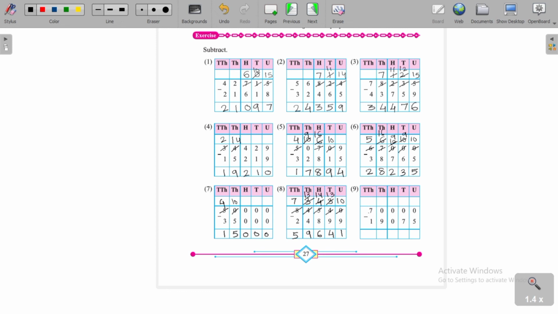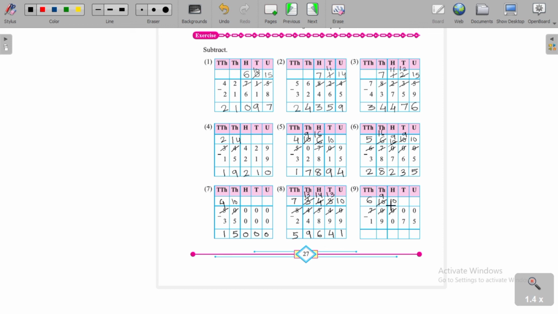Okay, now 7 ten-thousands. So when you borrow 1 ten-thousand to thousands place, 6 ten-thousands remain here. We have borrowed 10,000 here. Those 10,000 and these 0,000 together, they make 10,000. Now we can borrow from 10,000 to hundreds place. Now we are borrowing 1,000. So 9,000 will remain here, and we have borrowed 1,000, that is 10 hundreds. Those 10 hundreds and these 0 together, they make 10 hundreds.